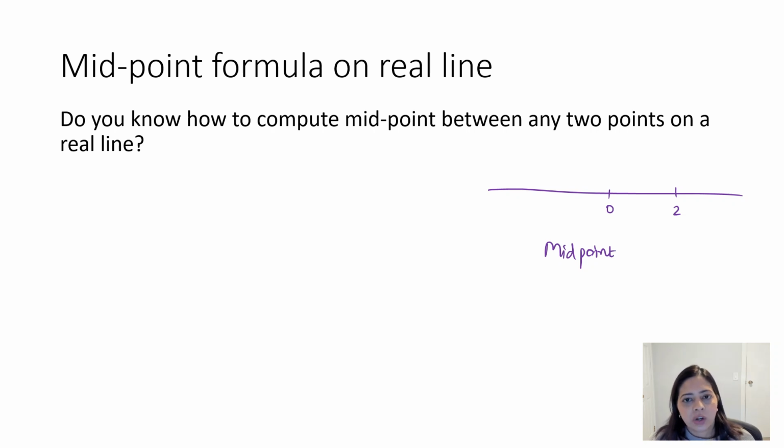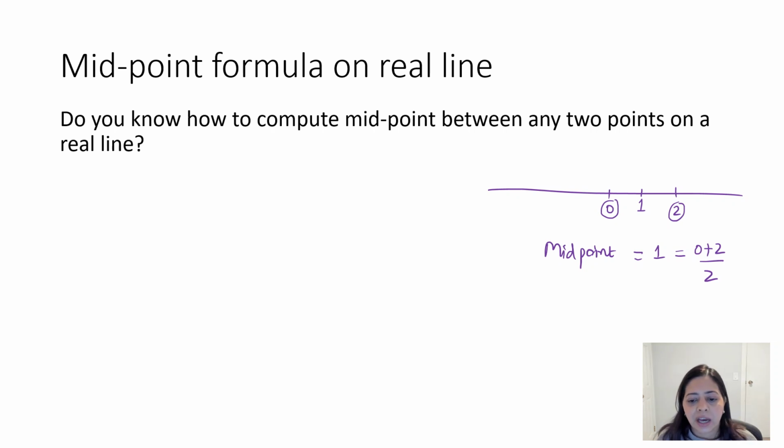Take a pause, think about it. What's the midpoint between 0 and 2 on a real line? The midpoint is obviously 1. How do you get that mathematically? 0 plus 2 divided by 2. So the left hand point, the right hand point, add them, divide by 2, you get the midpoint.